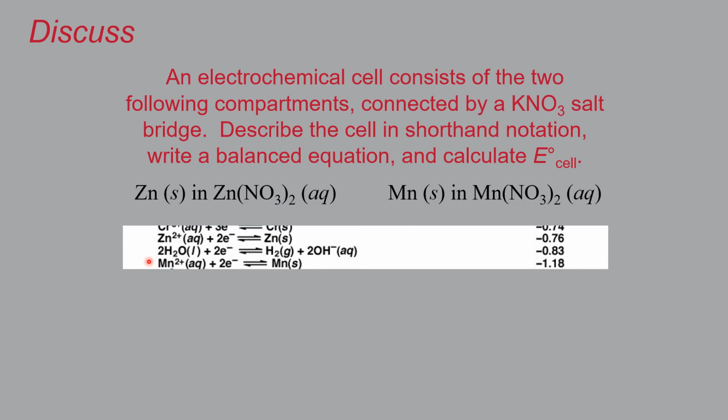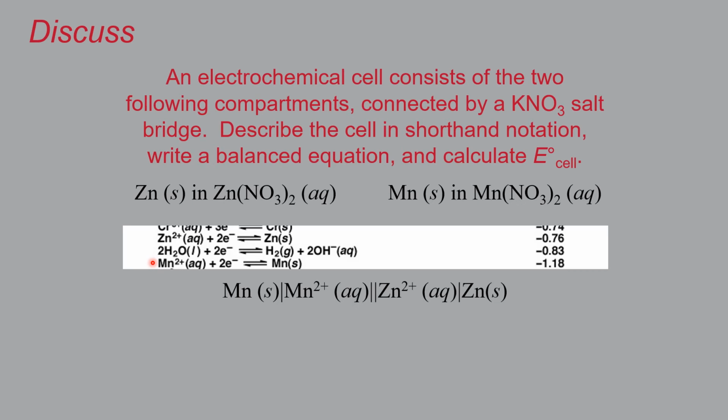Now, remember, the rule is that the most positive one stays. And negative 0.76 is still more positive than negative 1.18. So this reaction occurs as is. This one, the manganese one, is one that gets flipped and becomes the oxidation half reaction.